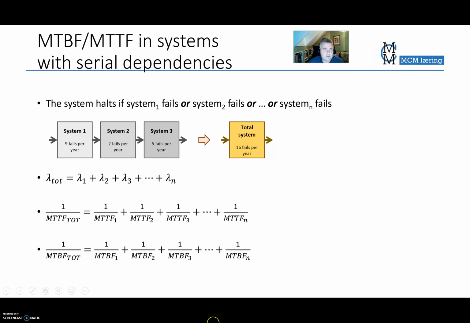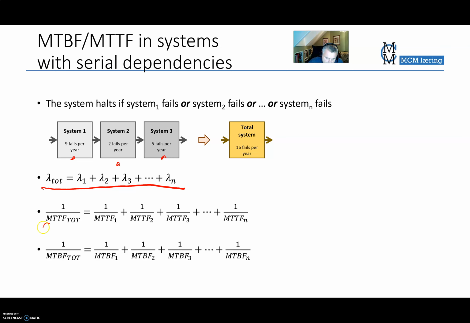Let's start with the serial systems, and let's go with this example where you have system 1, which has 1 fail per year. The next one has 9 failures per year, this one has 2 failures per year, and this one has 5 failures per year. The system as a whole would then have 9 plus 2 plus 5, 16 fails per year. That's the system as a whole, and that is actually the sum of the failure rates. So the overall failure rate is the sum of the individual failure rates for such systems.